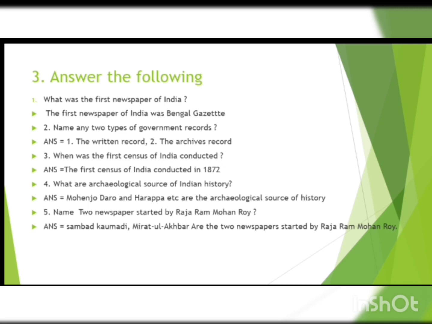Third, when was the first census of India conducted? Answer, the first census of India was conducted in 1872. Fourth, what are archaeological sources of Indian history? Answer, Mohenjo-daro and Harappa etc. are the archaeological sources of history. Fifth, name two newspapers started by Raja Ram Mohan Roy. Answer, Sambad Kaumudi and Mirat-ul-Akbar are the two newspapers started by Raja Ram Mohan Roy.